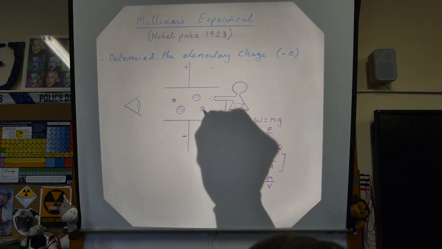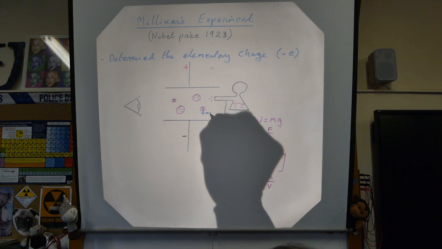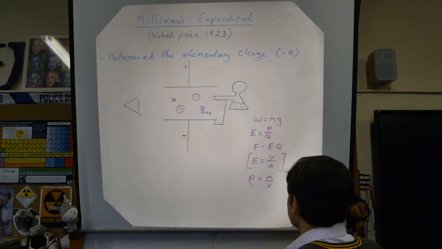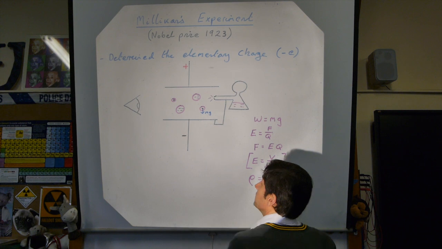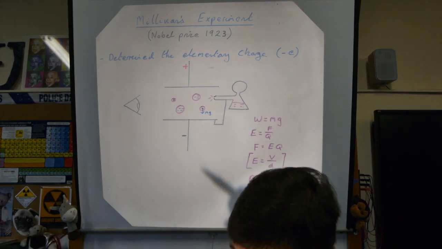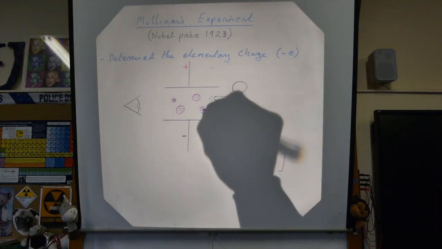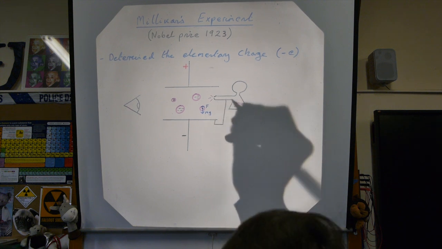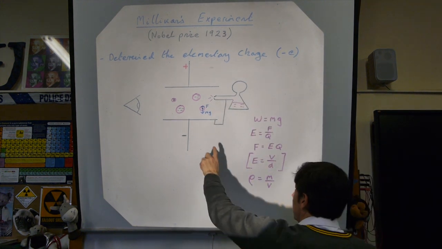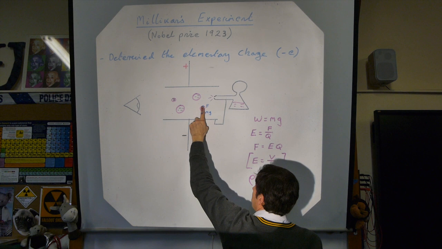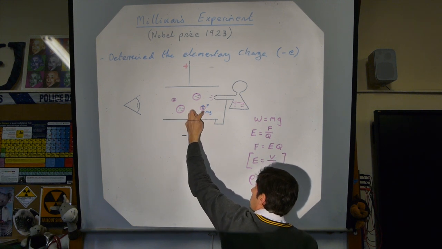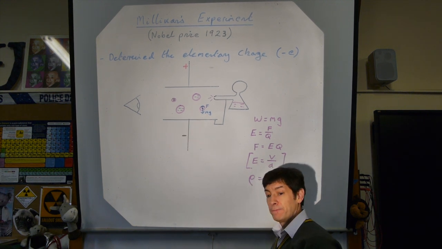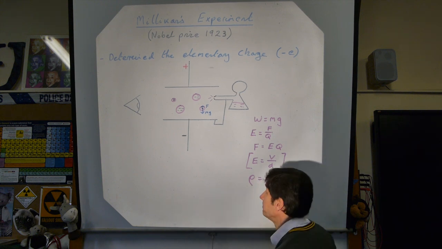Well, this one is quite light, okay, so it has a small mg downwards, but it feels a force upwards due to the plate here, and that force might be very small. Okay, so that's the force upwards. Now it's a bit difficult to see here, but if the weight is bigger than the force upwards, can you see that that drop will fall down? Okay, removed from the system.